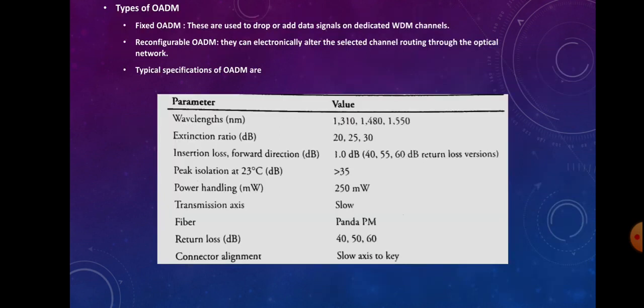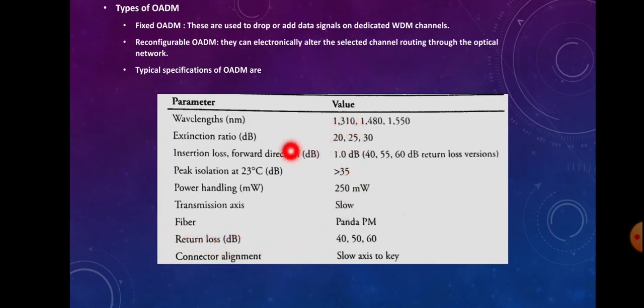Next you can see the different types of OADM. Basically there are fixed OADM and reconfigurable OADM. Fixed OADMs are used to drop or add data signals on dedicated WDM channels, and reconfigurable OADMs can be electronically reconfigured to alter the selected channel routing through the optical network. The basic specifications for the OADM are seen in this table. You can see wavelength, extinction ratio, insertion loss, peak isolation, power handling, transmission axis, fiber type, return loss, connector alignment, etc.